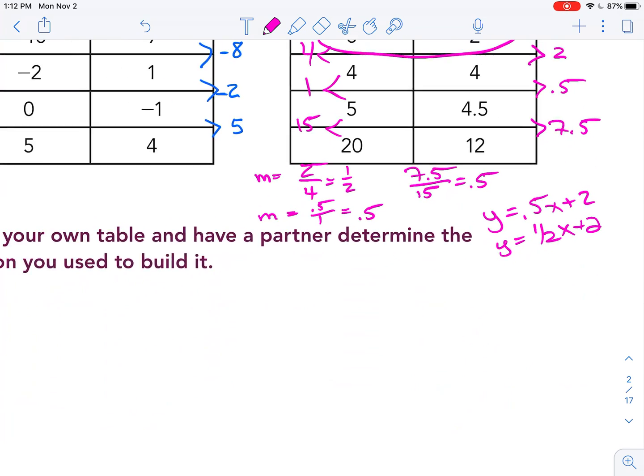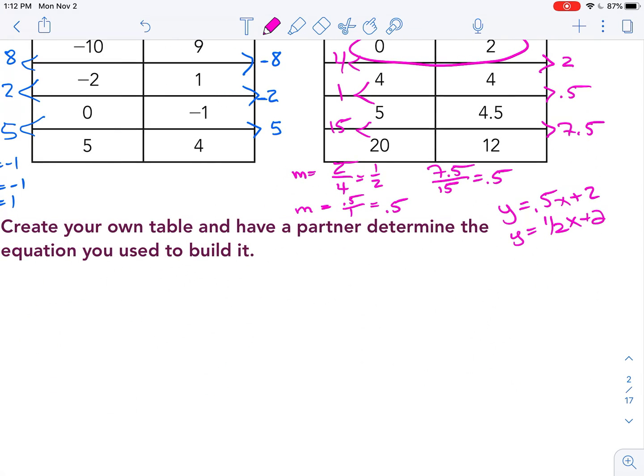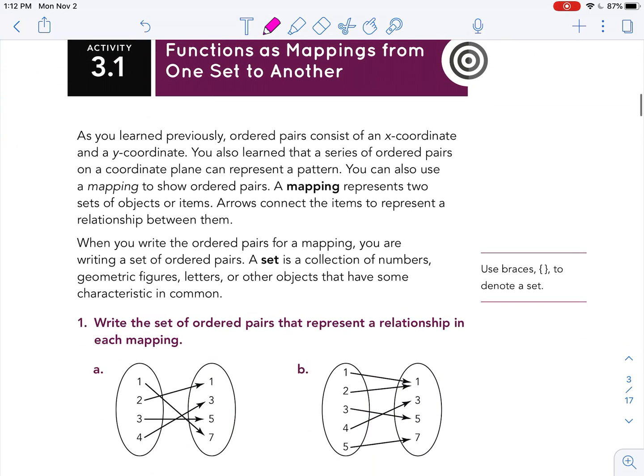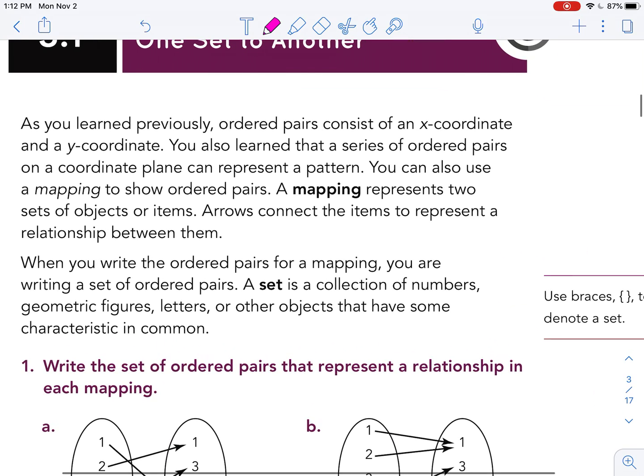Okay. And then that's a partner activity. And we're not going to do that, obviously, because I don't have a partner right now. Okay, so this next part, we skipped over the sequences, and so we can't really do that right now.